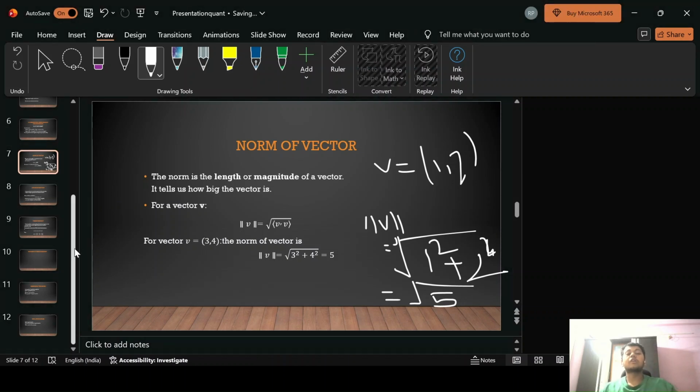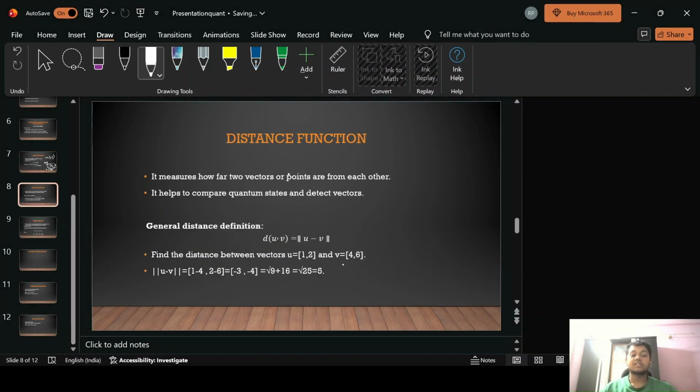So now we'll be moving to our third topic, that is distance function. Distance function is nothing but it tells us how far two vectors or points are from each other. It also helps to compute quantum state and detect vectors. The general distance definition is d of u, v equals magnitude of u minus v.